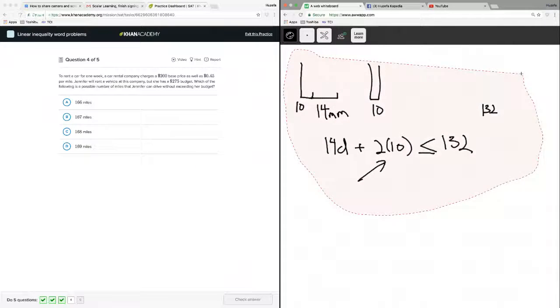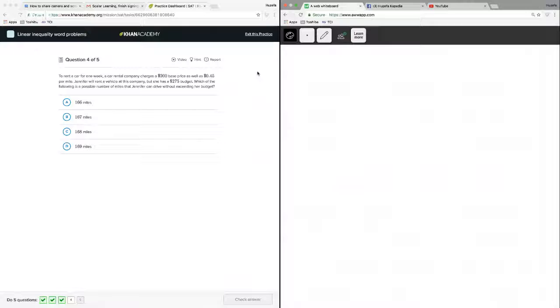All right. Number 4. To rent a car for 1 week, a car rental company charges a $200 base price as well as, meaning plus, 45 cents per mile. Now I'm assuming that we're going to multiply this by the number of miles we drive, right? Because if it's 45 cents per mile, we get the total cost of the mileage by multiplying it by the number of miles we drove.